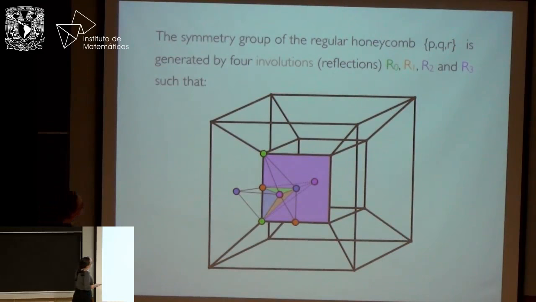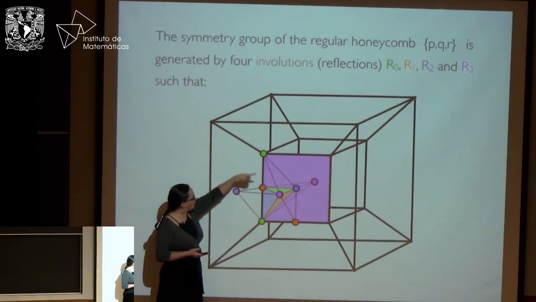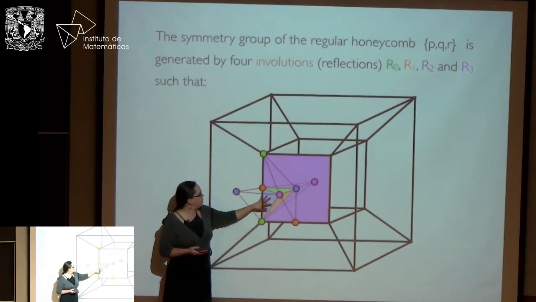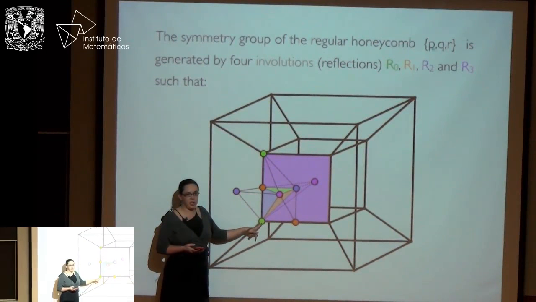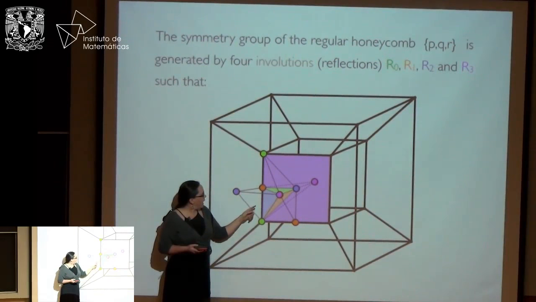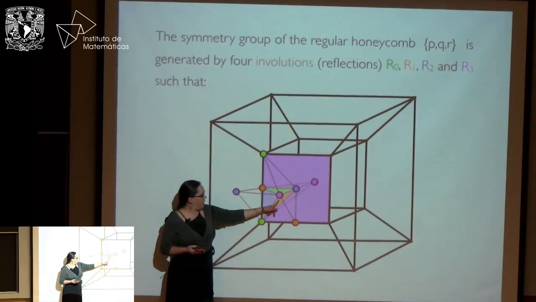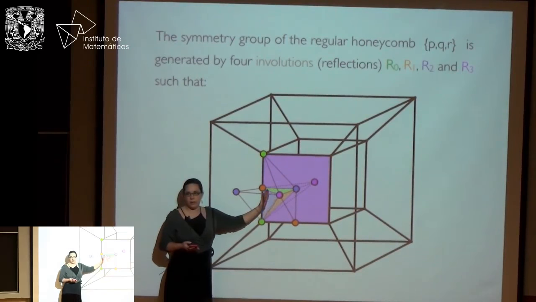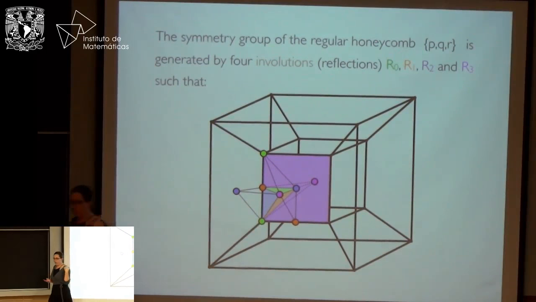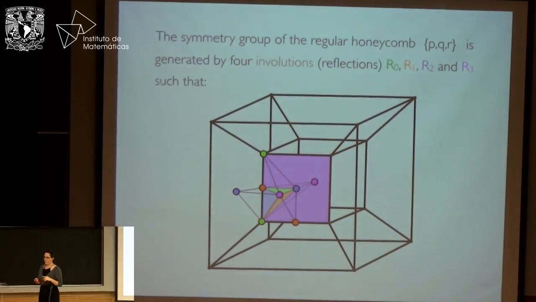So here what happens is that if I take the reflection R0 on the green one, what's going to happen to this tetrahedron that I have is that it's going to change, and the only thing that changes is the green vertex. And the other three stay put. And if I go into the orange plane, then I change the orange vertex and so on. So the colors are exactly the ones that are changed.